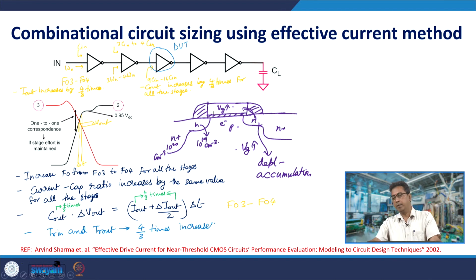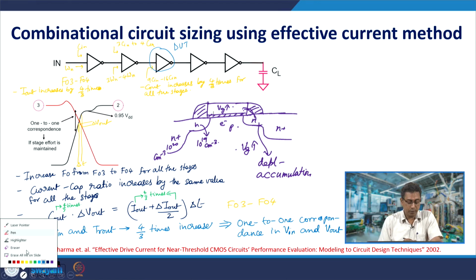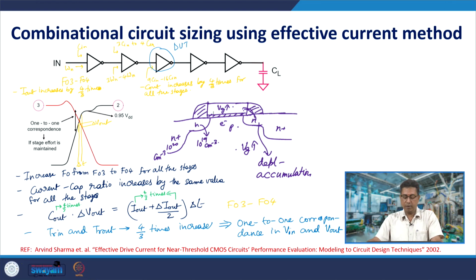But going by the same reasoning, we would have a one-to-one correspondence in V in and V out for this inverter chain with exactly matched fan out ratio for all the stages. Now, we also observe some interesting phenomenon which we will discuss.